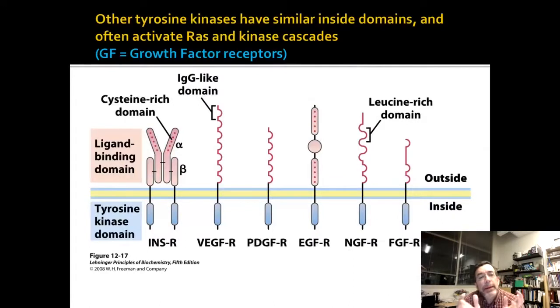So that's the way that insulin works. And there's a lot of other things that have very different outsides, very different binding domains, but very similar insides. If you look at the insides of all these different receptors, they all are blue ovals, which means there's a tyrosine kinase domain inside the cell. But on the outside of the cell, they look totally different, and they bind totally different factors. It's just that the inside works similarly.